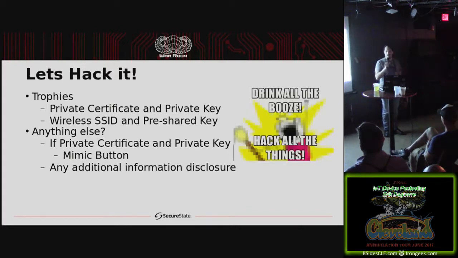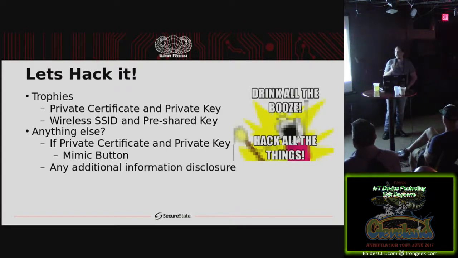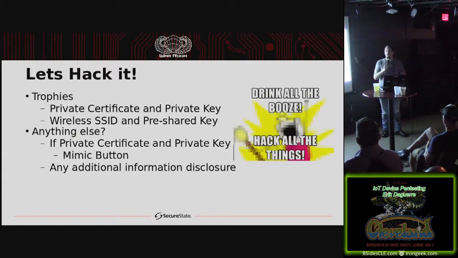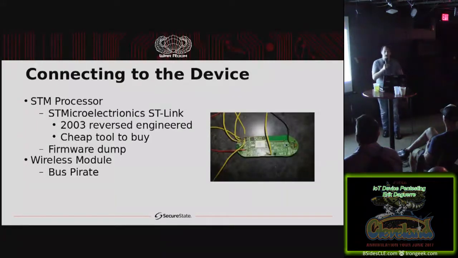So, as I said, trophies. There's a private certificate and a private key associated with each Amazon Dash button. Next is your wireless SSID and pre-shared key. These are the identified sensitive information that this particular device stores on it. Okay, anything else? Well, let's take it a step further. If I do manage to get my hands on this private certificate and private key, could I mimic the button? And is there any other information that's disclosed during the process? So let's start hacking it.